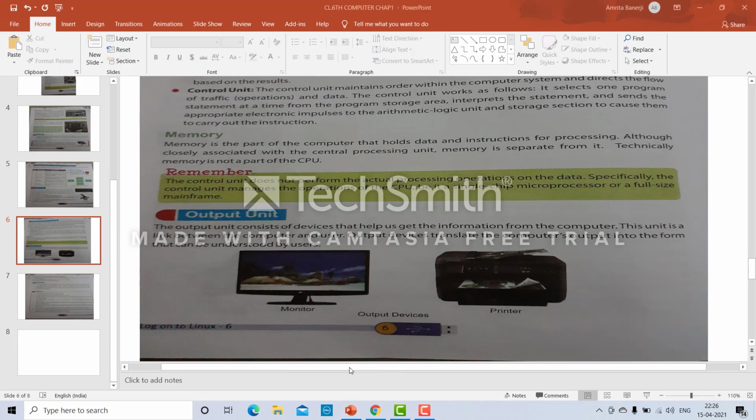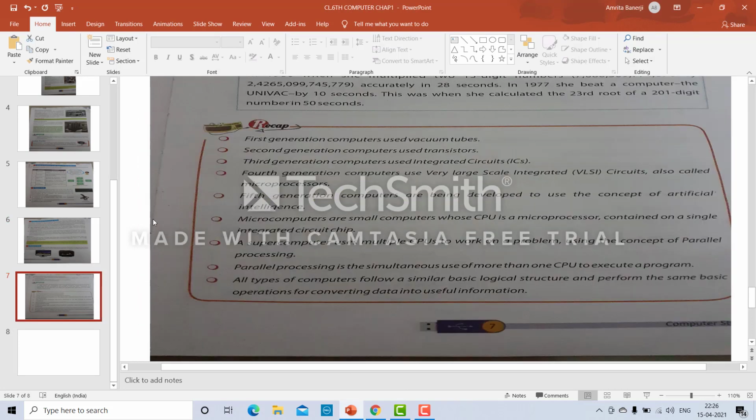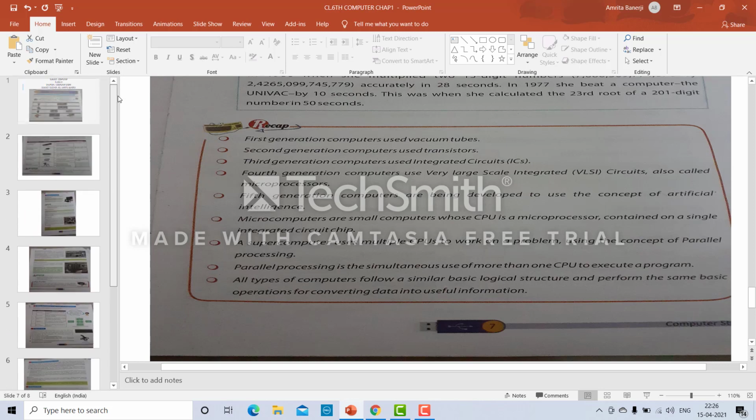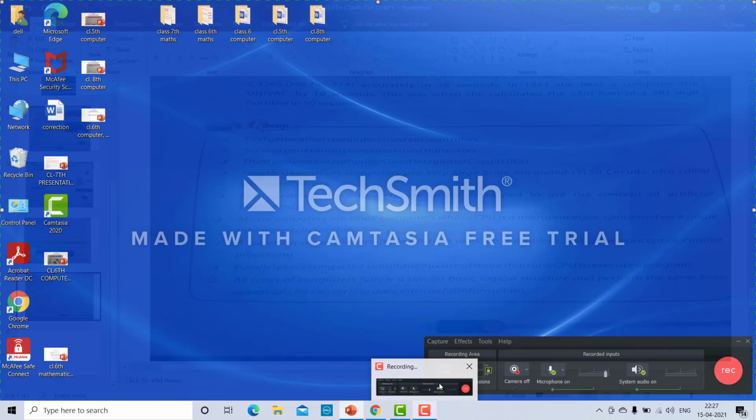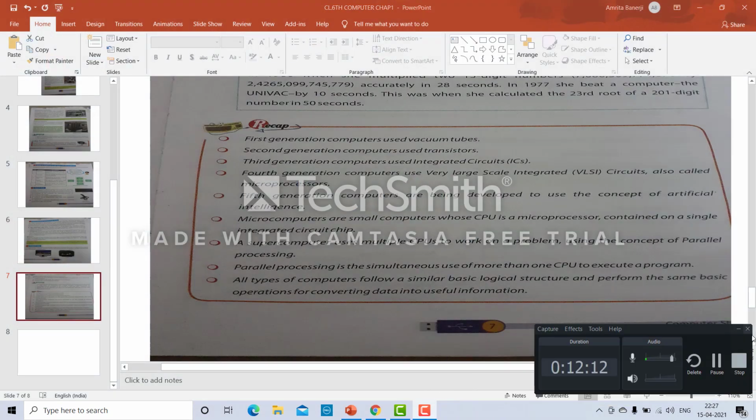Okay, so we are done with all the topics in this chapter, and this is the recap, so these are all the points which we have already explained. So now children, we will be discussing the exercise of the chapter. Okay, so we are done with the chapter explanation.